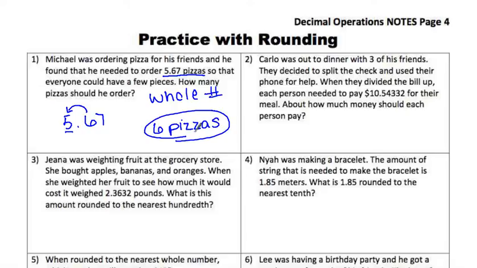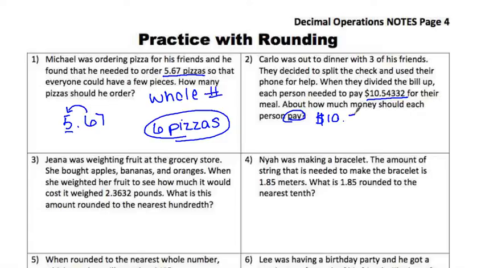Number 2, Carlo was out to dinner with 3 of his friends. They decided to split the check and use their phone for help. When they divided the bill up, each person needed to pay $10.54332 for their meal. About how much money should each person pay? So we're talking about paying somebody, and we have this dollar amount here, but that's not a realistic dollar amount.